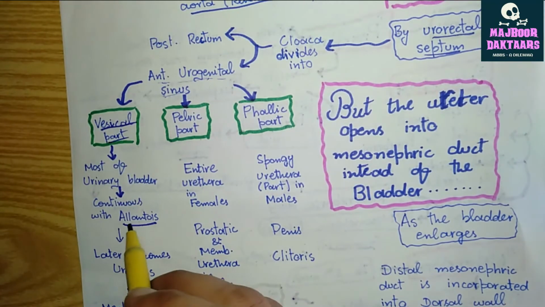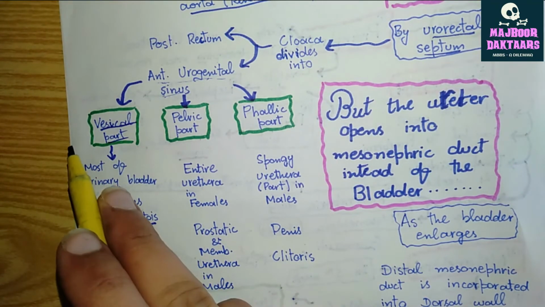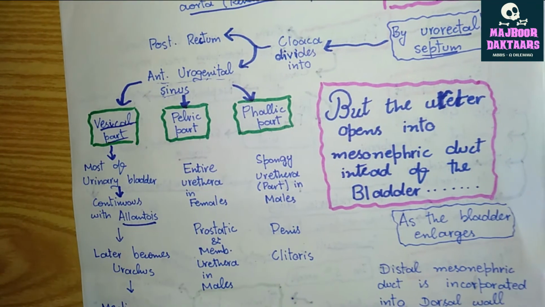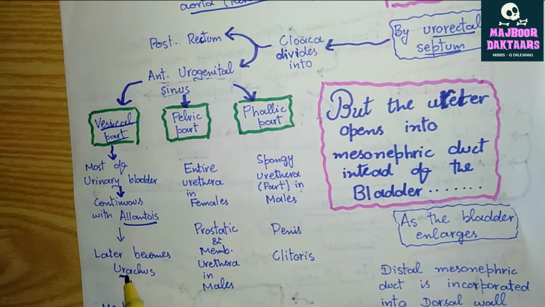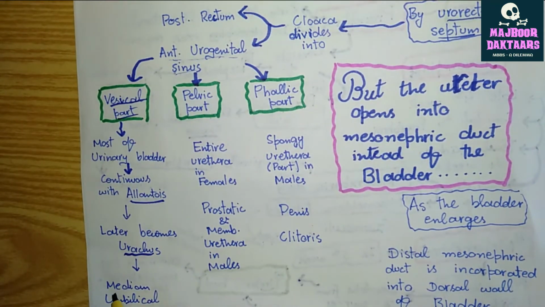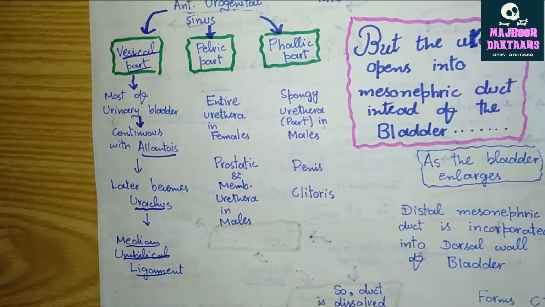This allantois, which comes from the umbilical vesicle, later converts into the urachus, which gives rise to the median umbilical ligament in adults.